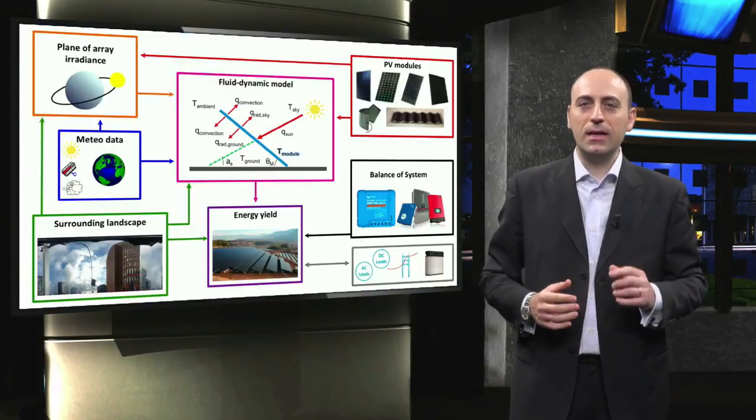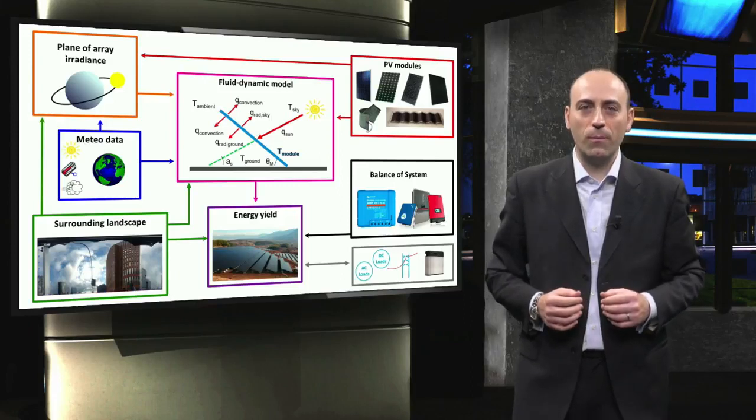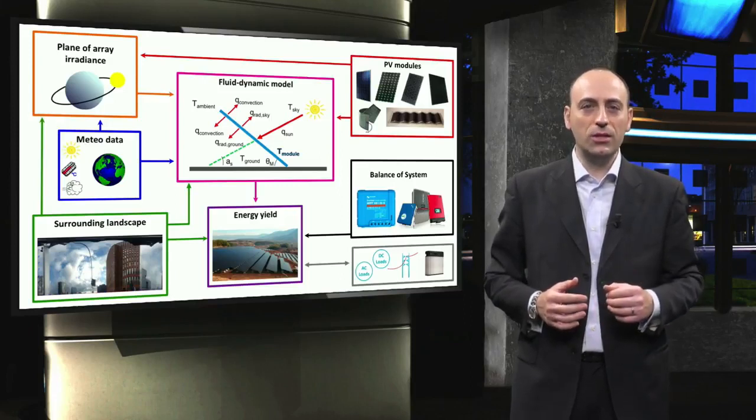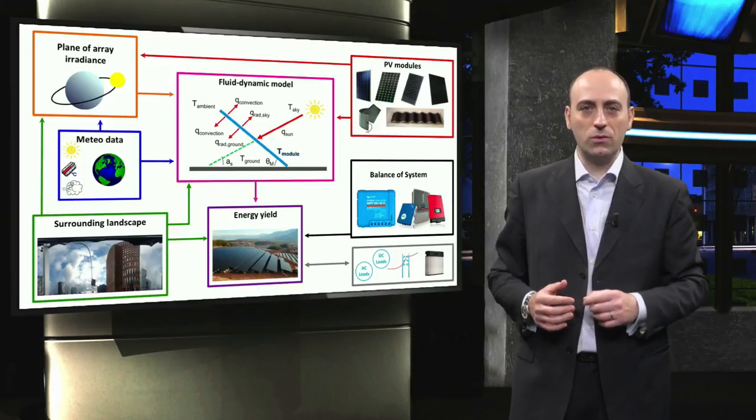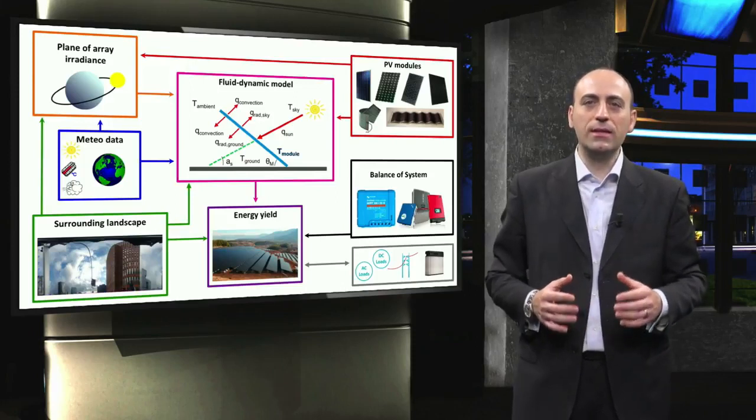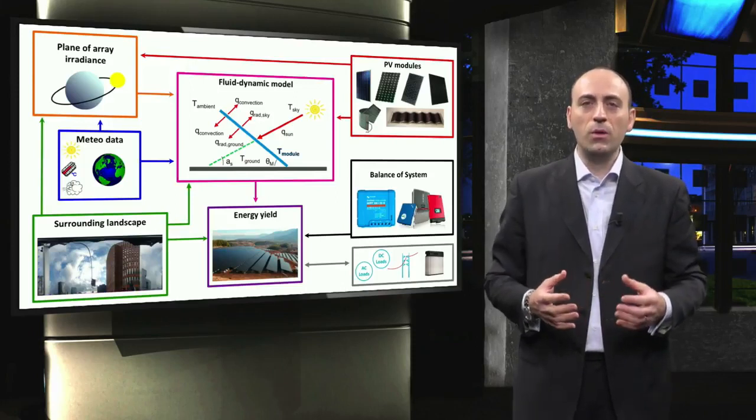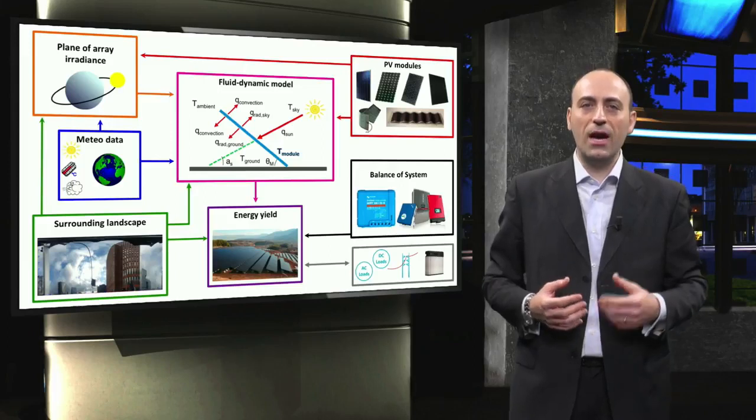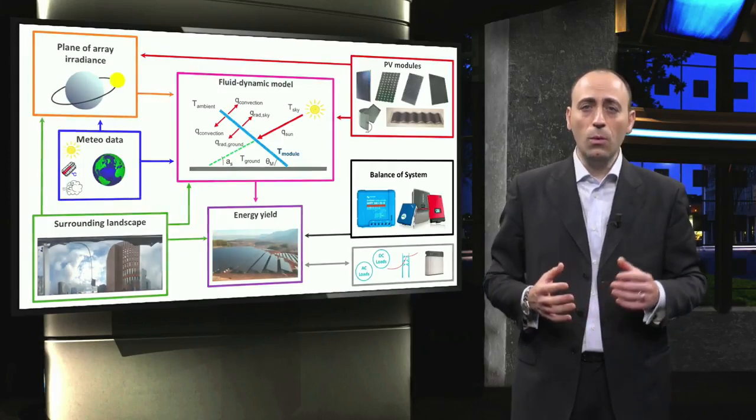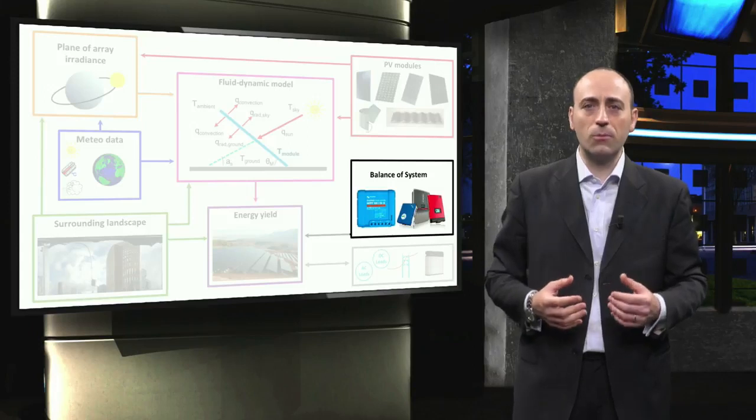As usual, let's take a look at the PV system design overview. We started with the location-related issues, followed by the PV modules. Such design aspects lead to the fluid dynamic model, with which the DC yield of PV modules can be accurately predicted. We will now continue with the balance of system components.